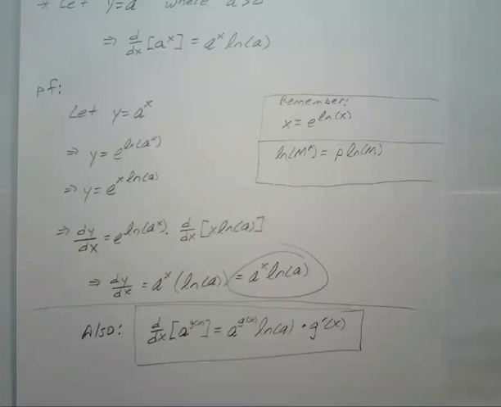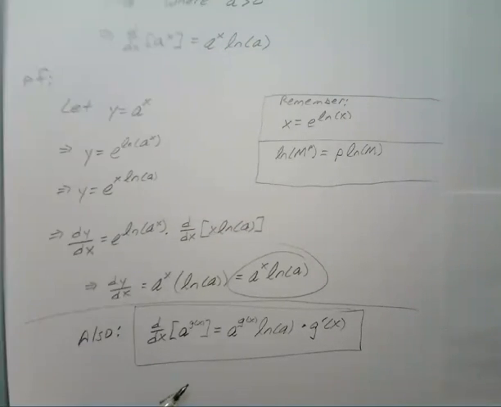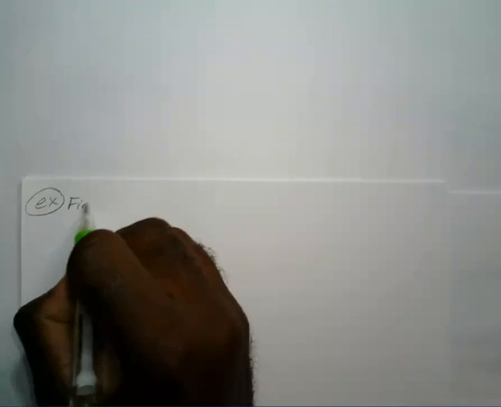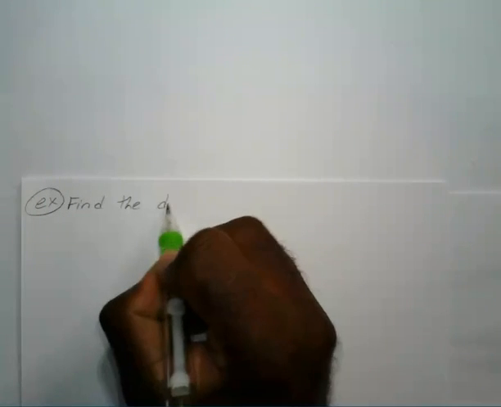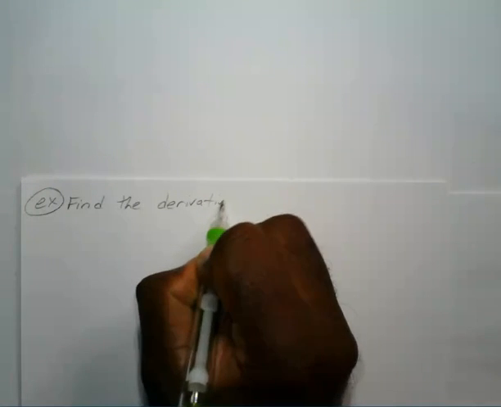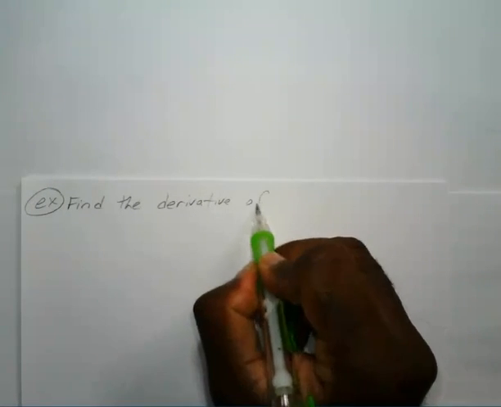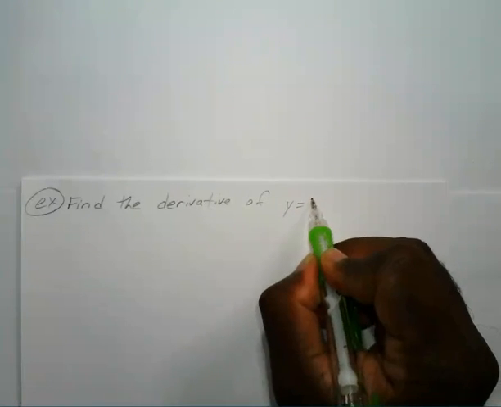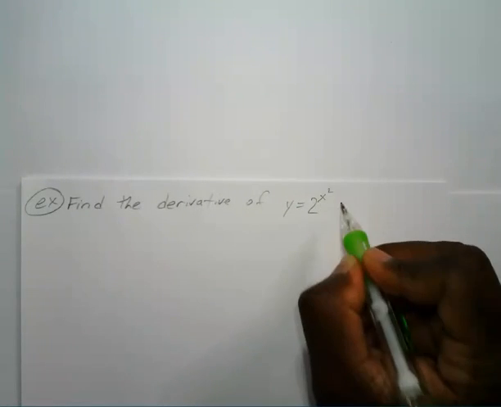Alright, if you are still writing, feel free to press pause. We're going to go ahead and run through a quick example. I'm only going to do one example because you're literally just plugging things in. Let's say, for example, you want to find the derivative of y equals 2 to the x squared power.